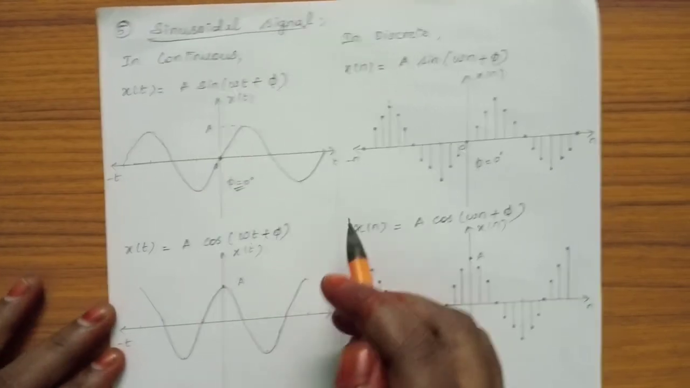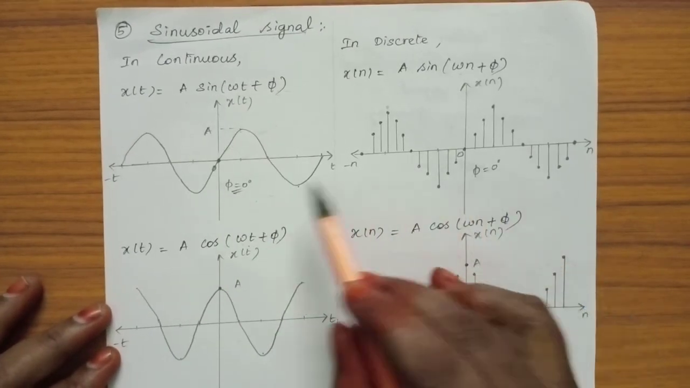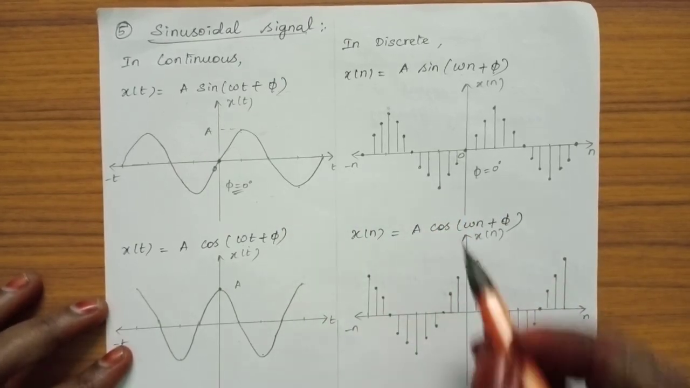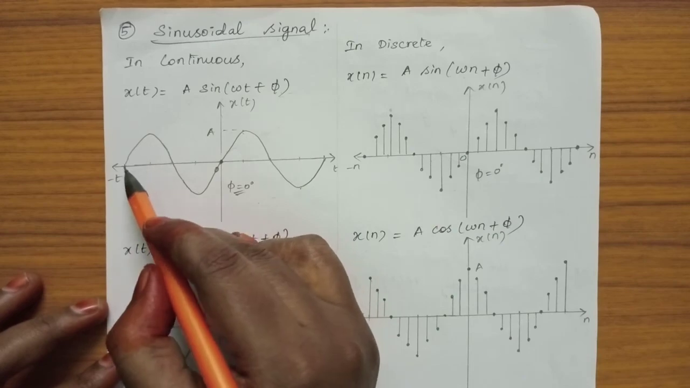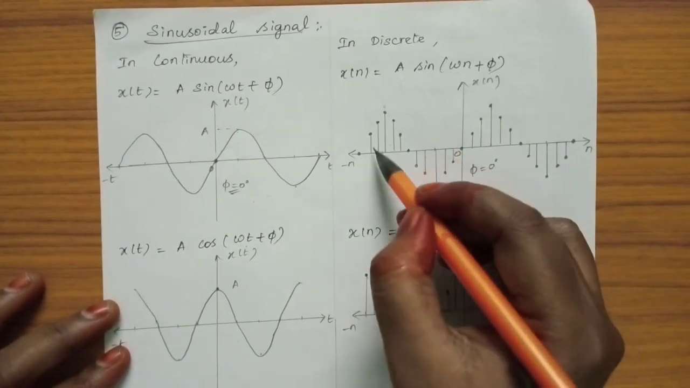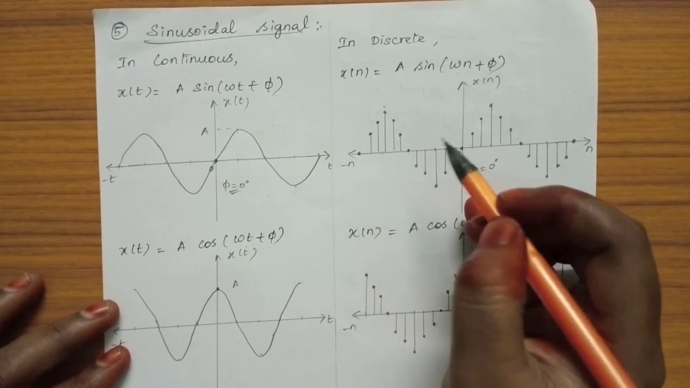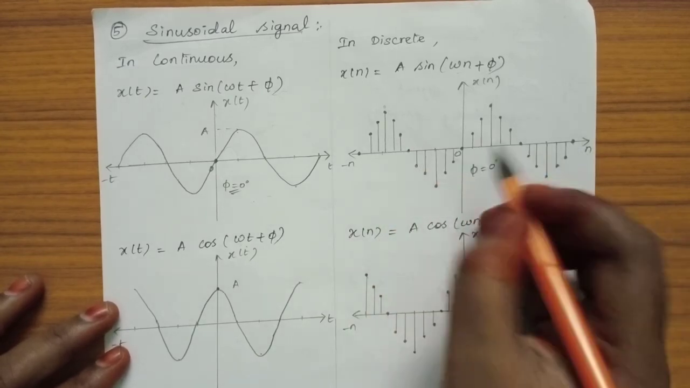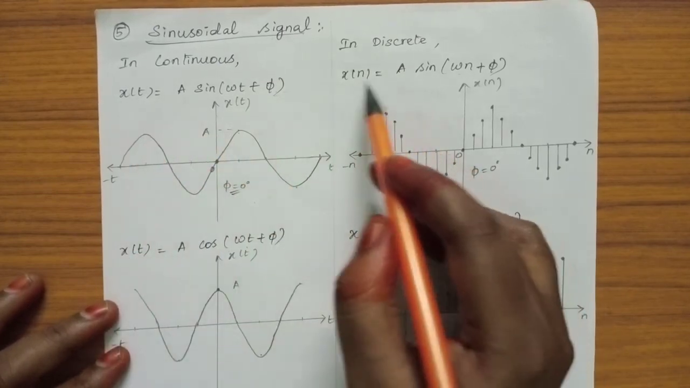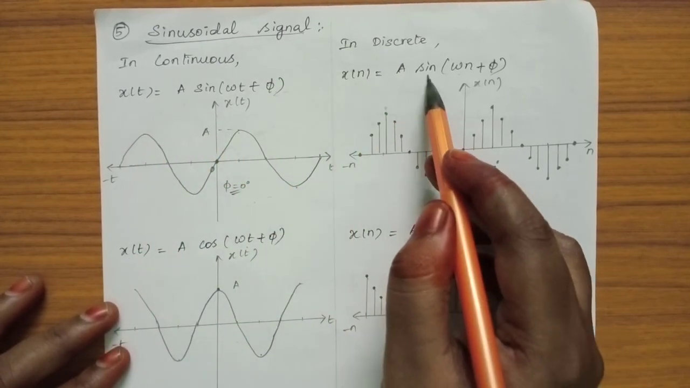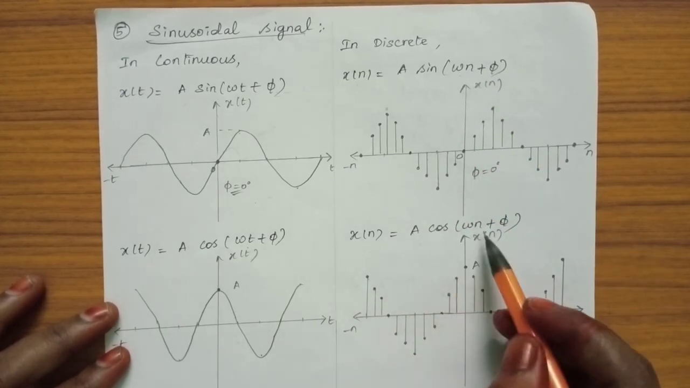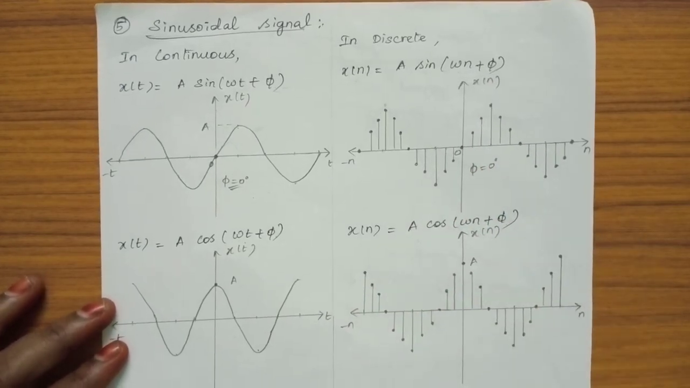Okay, so this is a sampled version of sine wave and this is a sampled version of cosine wave. That is, here we'll be plotting it continuously. Here, we are representing in terms of samples. So instead of x of t, here x of n equal to a sine omega n plus phi, and x of n equal to a cos omega n plus phi.